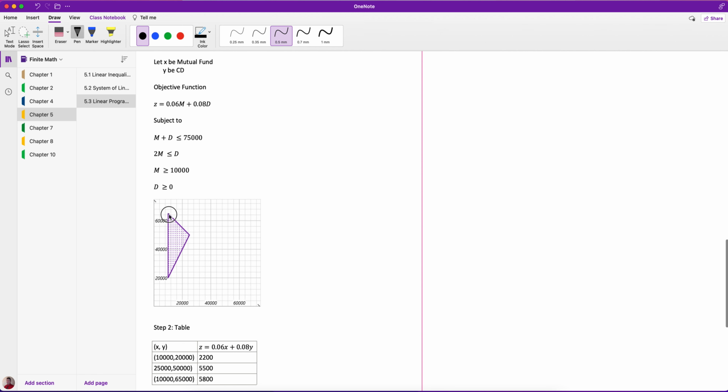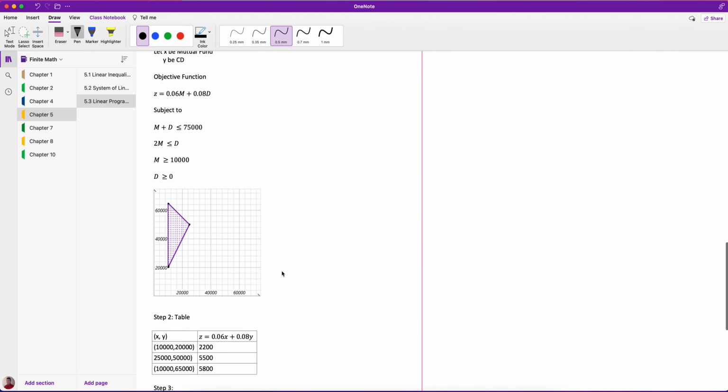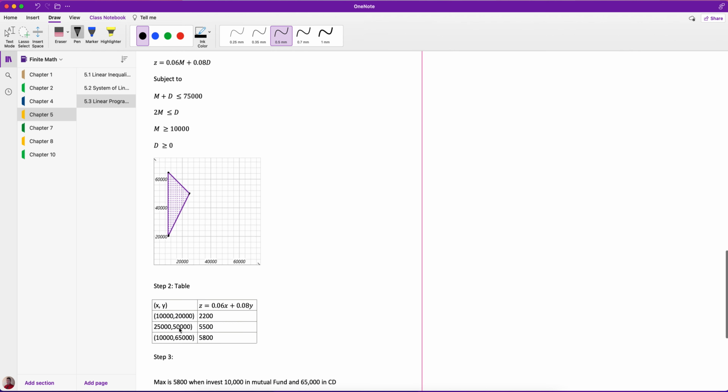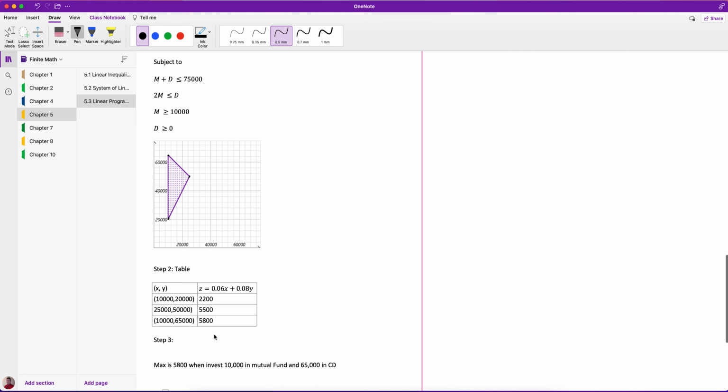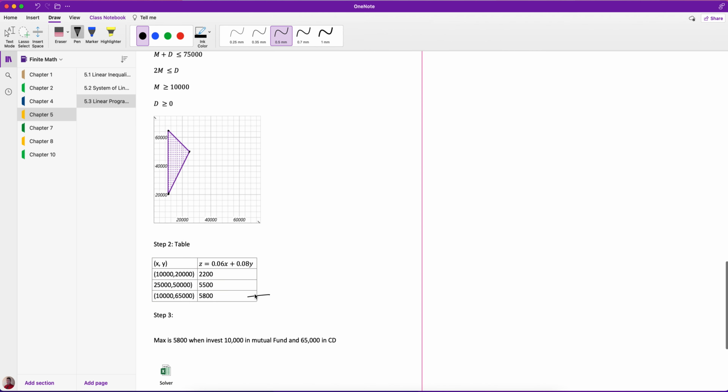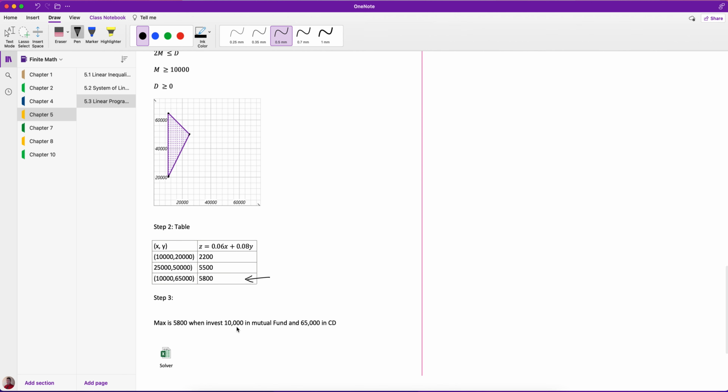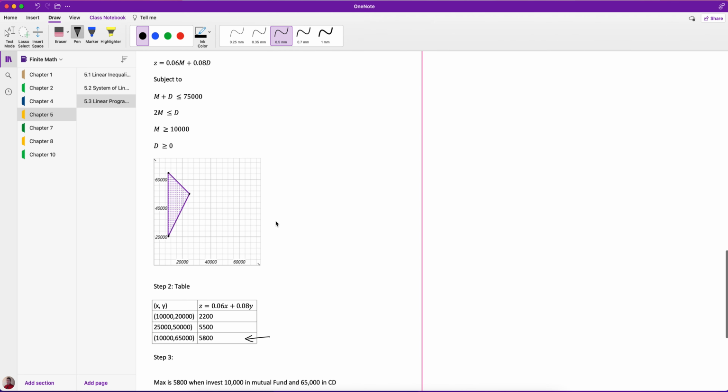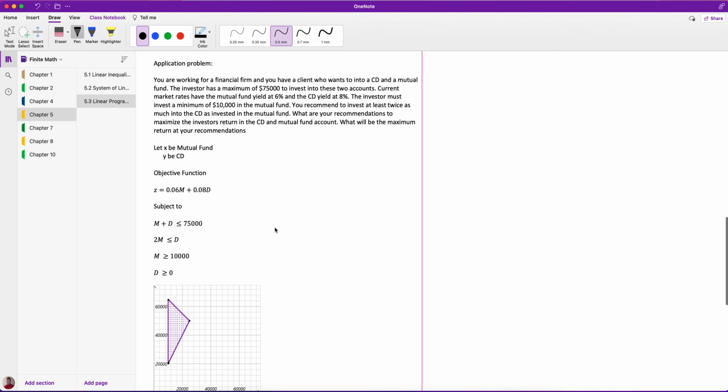And again, I look at the three corners, sorry, not four corners, and I create the table, and I put the values in, and solve those in the equation, and there are my values. And so you can see I get a max of 5,800 when we invest 10,000 in the mutual fund and 65,000 into a CD. So this is how this type of problem can be solved.